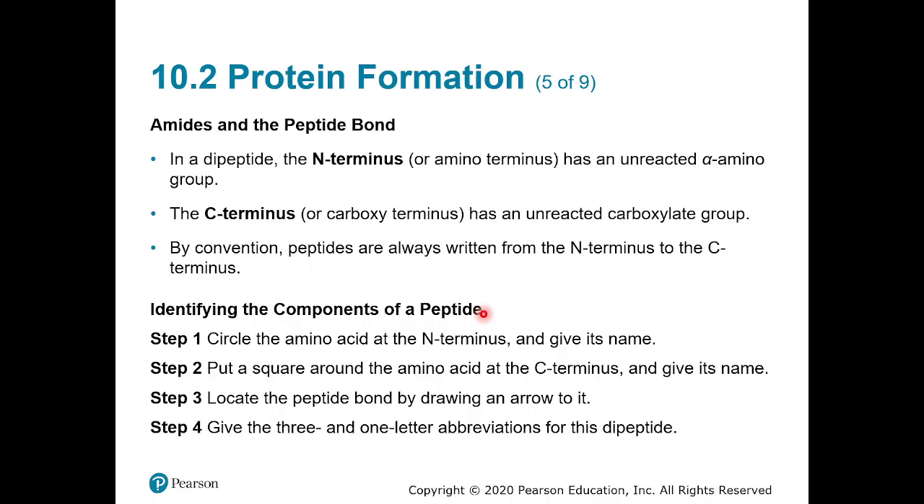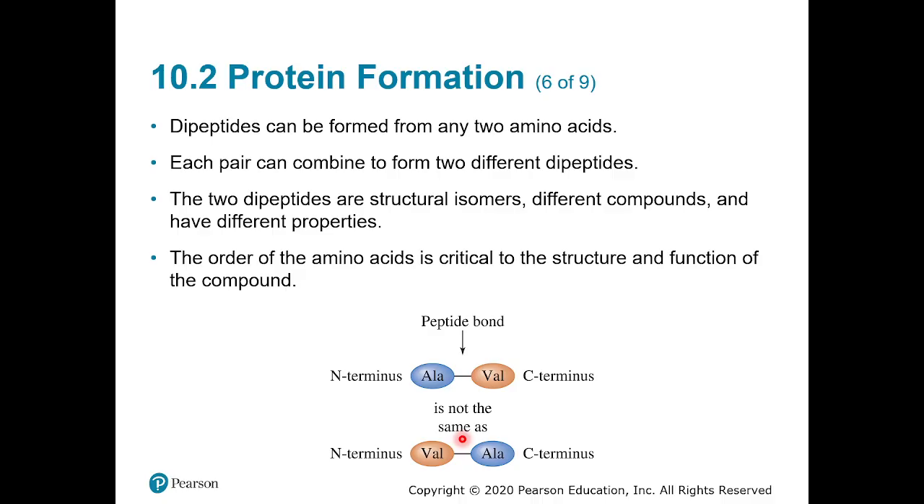Here's identifying the components of your peptide. When you're looking at the components of your peptide, an easy way to go through and systematically identify what you have is to circle the amino acid at the N-terminus and give its name. The next thing you would do is put a square around the amino acid at the C-terminus and give it its name, and then you'd locate the peptide bond by drawing an arrow to it. You give the 3 and 1 letter abbreviations for this dipeptide. 3-letter abbreviations are more common, because at this point you don't really need to use the 1-letter abbreviations. But here's an example of what this would look like.